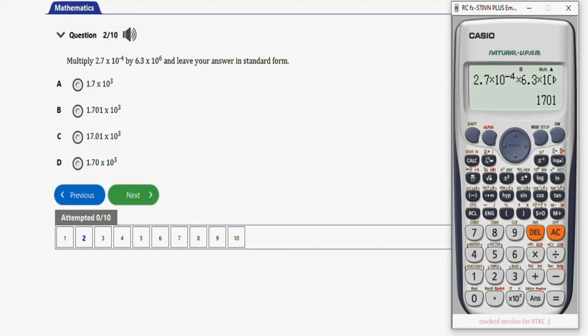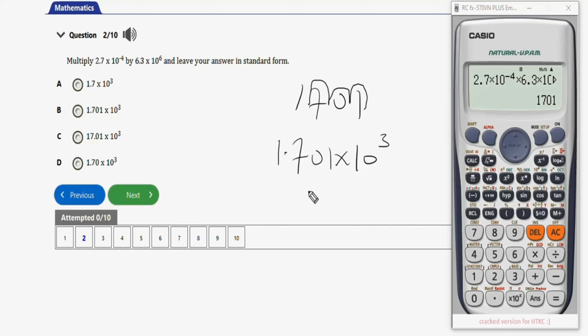So we have the output to be what? 1701. So let's write this down. This is 1701. To put it in standard form, you're going to move 3 times. So from here you move 1, 2, 3. Since we move 3 times, it will be 1.701 times 10 to the power 3. So that will be the answer to this question.